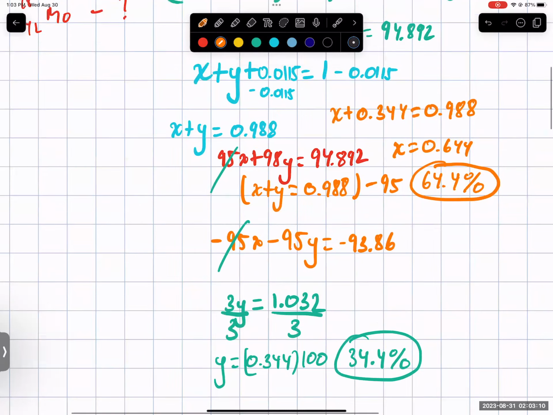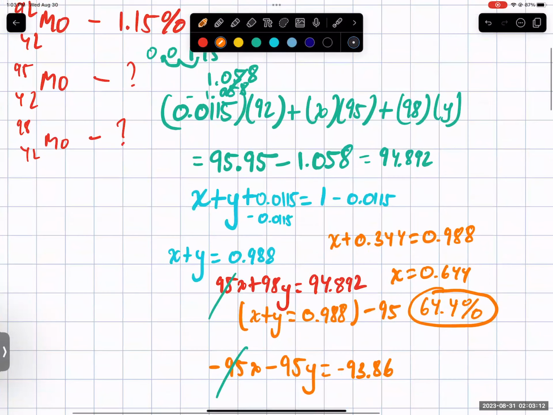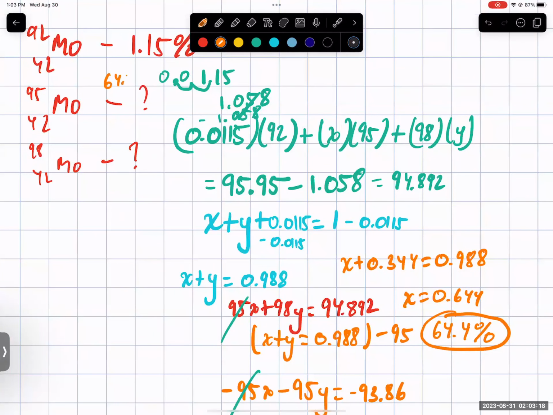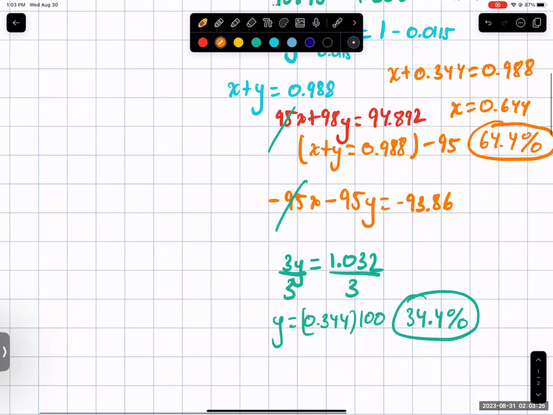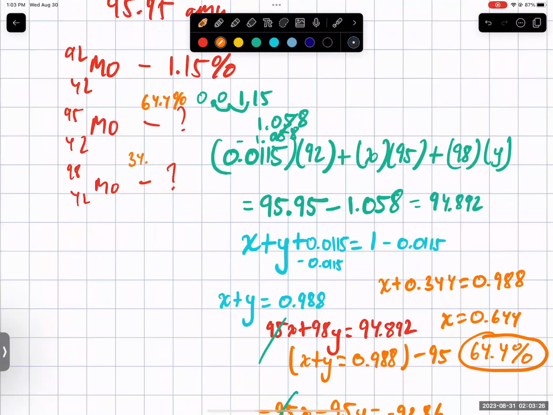All right, now we have all of our abundances. So the 95 molybdenum one, the abundance is 64.4%. And the other one, the 98 molybdenum, the abundance is 34.4%. All right. So we've done all of that math, right?